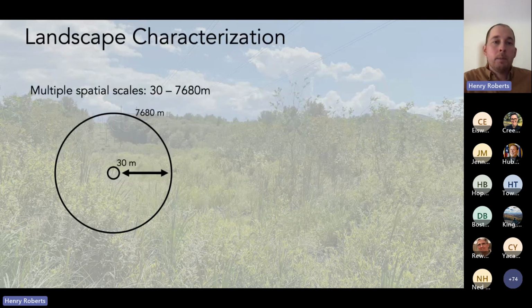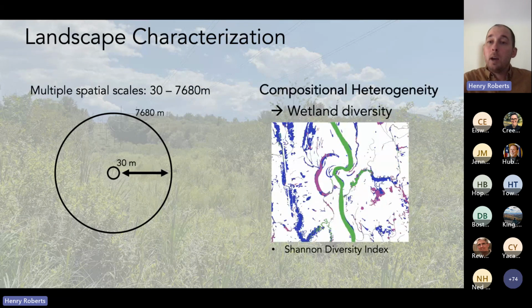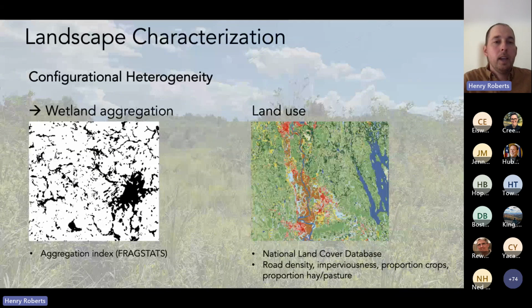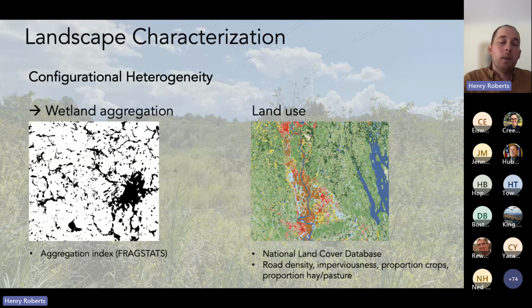We characterized the landscape at multiple spatial scales, ranging from 30 meters to about 7.5 kilometers. We characterized compositional heterogeneity, looking at wetland diversity, specifically using the Shannon Diversity Index. To get at configurational heterogeneity, again, we used wetland aggregation using the aggregation index in FragStats.